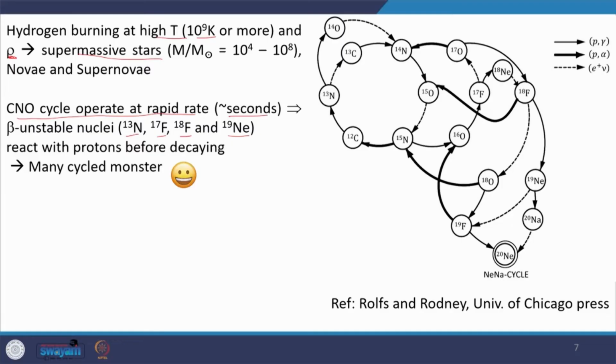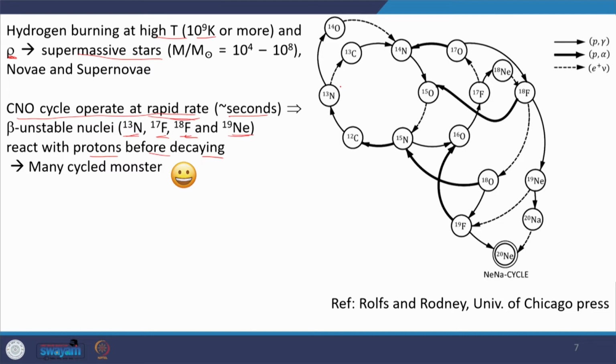So, when the CNO cycle comes across very high temperature, it operates at a rapid rate, and whatever unstable nuclei are there, nitrogen 13, fluorine 17, 18 and neon 19, they react with protons before decaying. So, you can expect a many-cycled monster in the stars. Where exactly is it denoted, my dear?